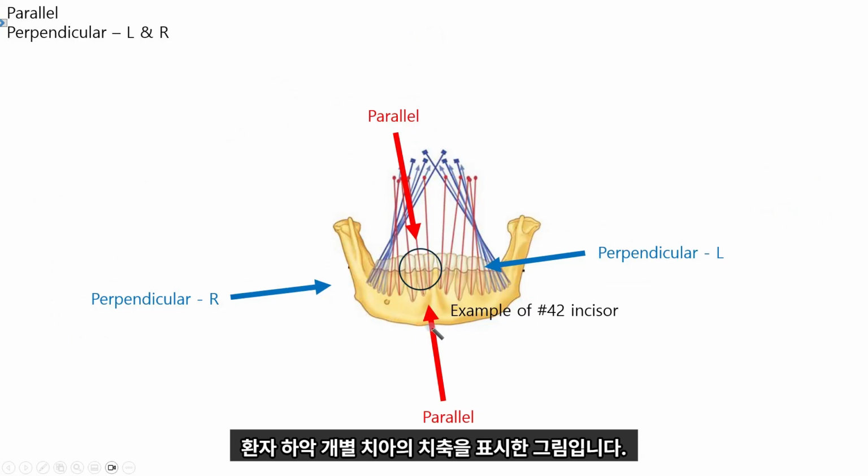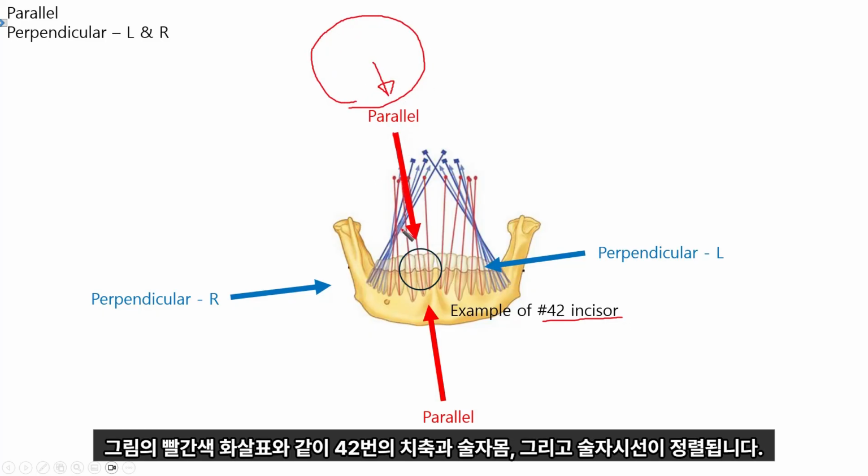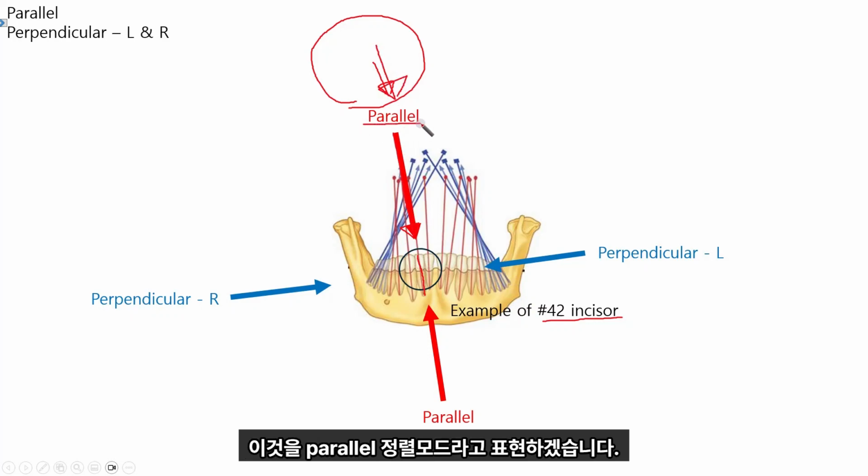This diagram shows each tooth axis in the patient's lower jaw. For explanation, let's assume we're using anterior tooth 42. If the operator's body is positioned at around 11 o'clock relative to the patient and oriented towards the patient's head, as indicated by the red arrow in the illustration, this means that the tooth axis of number 42, along with the operator's body and their line of sight, will all be in perfect alignment. I will refer to this specific configuration as parallel alignment.